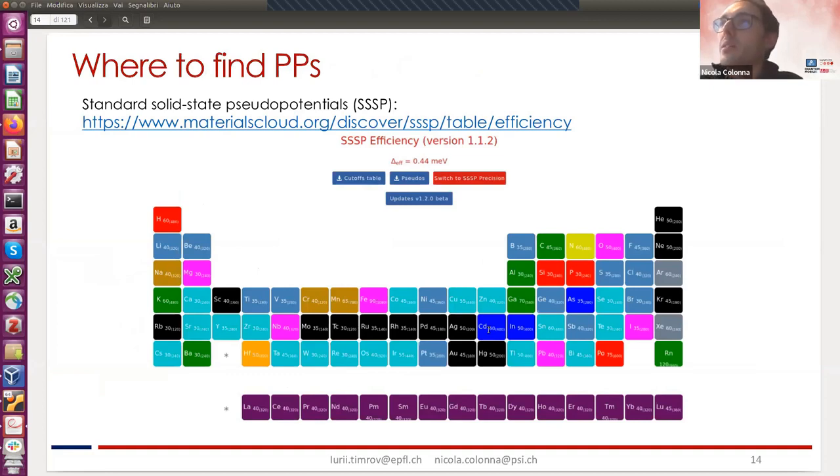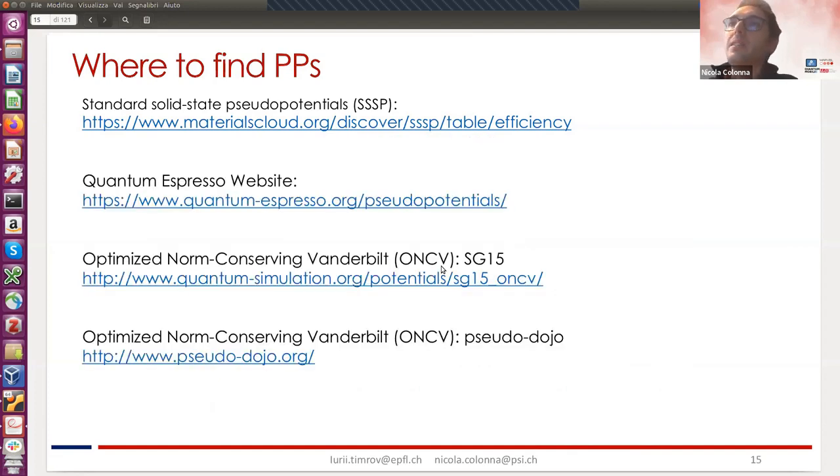This was a project led by Gianluca Prandini and Antimo Marrazzo in the group of Professor Marzari, and they came out with this very nice table where for each element in the periodic table, you have the best pseudopotential available, meaning the best match to an all-electron calculation. On this web page, you can find this table. You can even download the entire set of pseudopotentials, and this is something you store on your computer. Anytime you have to run a calculation, you point to this directory and you use this validated set of pseudopotentials. Again, this is not the only choice.